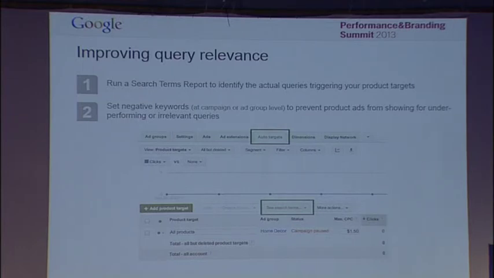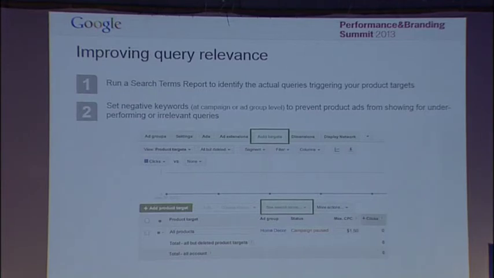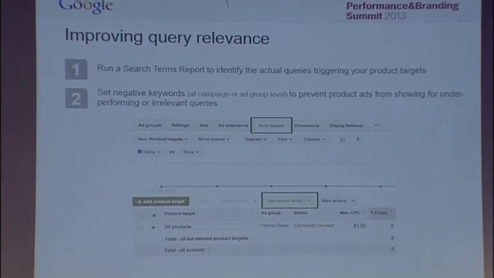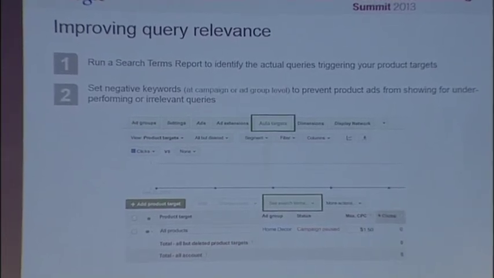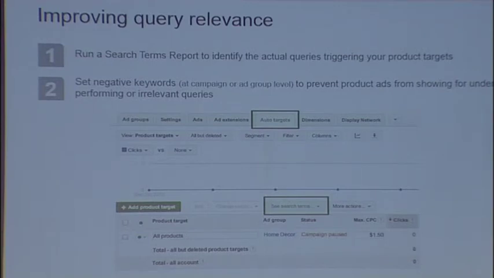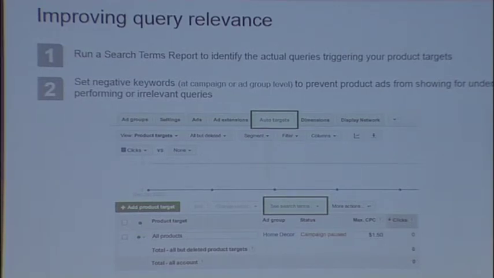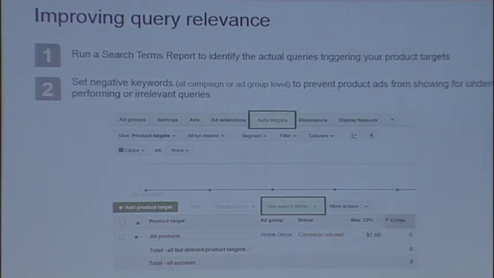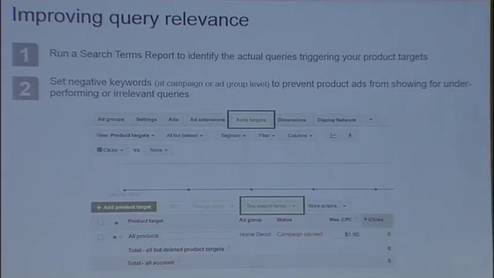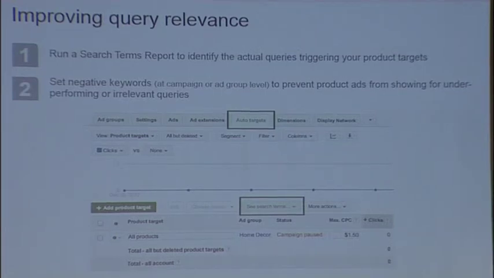Another way to use that same report is, on the contrary, you might see that some queries typed are not really relevant for you because maybe you don't sell that product. So in that case, you can put those queries as negative keywords, so you will block your PLA from appearing on those queries. All right? So that's just the same way you would use it for normal keyword campaigns.